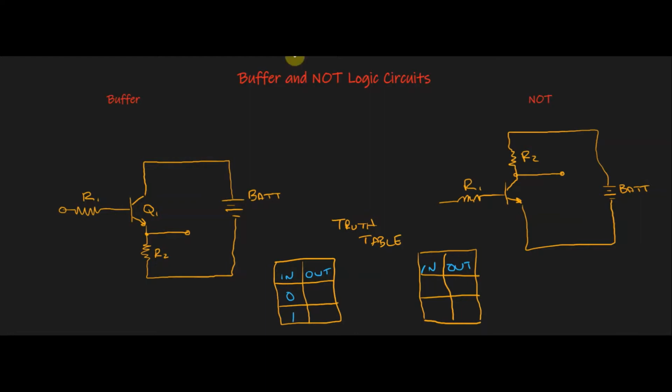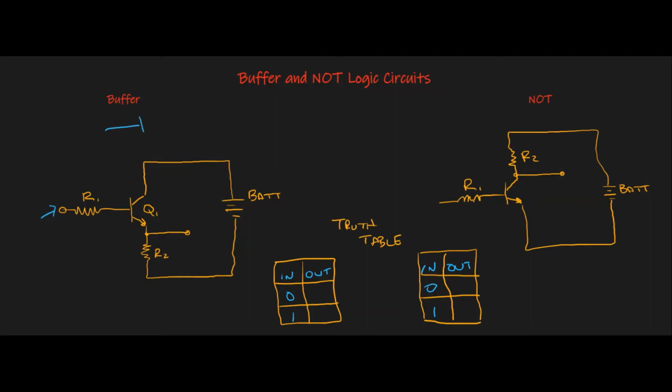So for instance, a buffer only has one input here, and so you can only put a 0 or a 1, or an off or an on, or a ground or something pulled high to battery, for example. Same thing with a NOT gate. So what we're going to do is walk through these circuits and figure out what our output is.